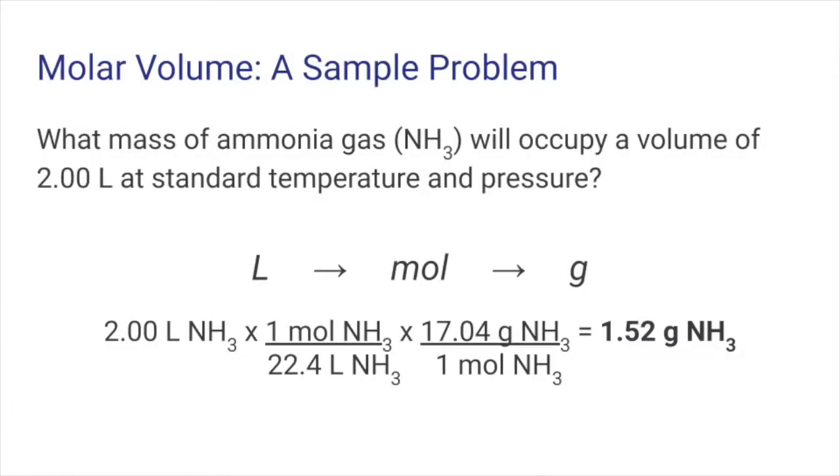I made a little map of what we're going to need to do. We need to convert the liters of NH3 into moles of NH3, and then into grams of NH3. To do this, I'll use the molar volume, 1 mole NH3 over 22.4 liters of NH3, to convert 2 liters into moles of NH3. Then I'll use the molar mass, 17.04 grams NH3 over 1 mole NH3, to convert the moles of NH3 into grams of NH3. Running the numbers shows 1.52 grams of NH3.